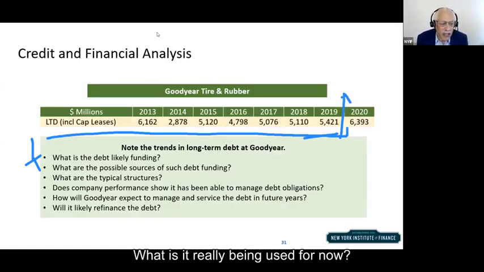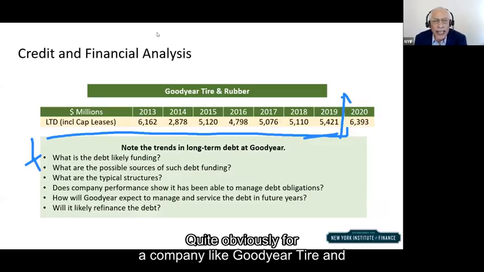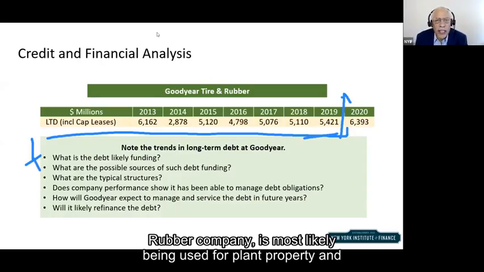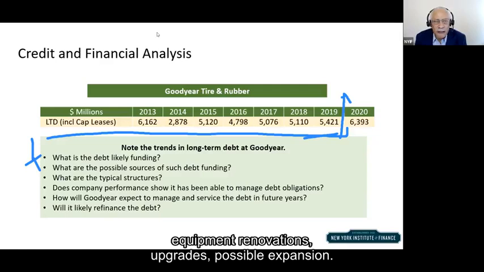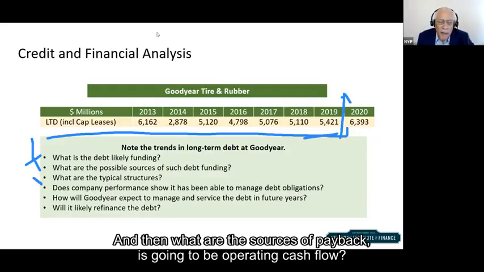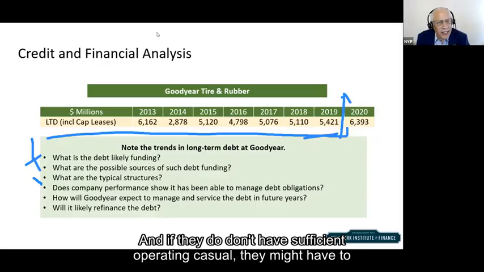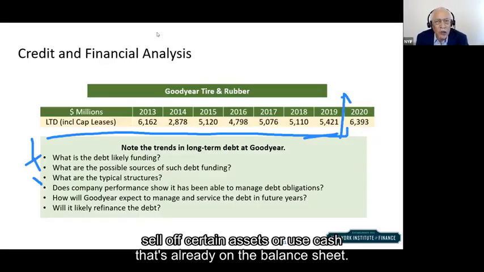Now, quite obviously, for a company like Goodyear Tire and Rubber Company, the debt is most likely being used for plant, property, and equipment, renovations, upgrades, possible expansion. And then what are the sources of payback? It's going to be operating cash flow. And if they don't have sufficient operating cash flow, they might have to sell off certain assets or use cash that's already on the balance sheet.